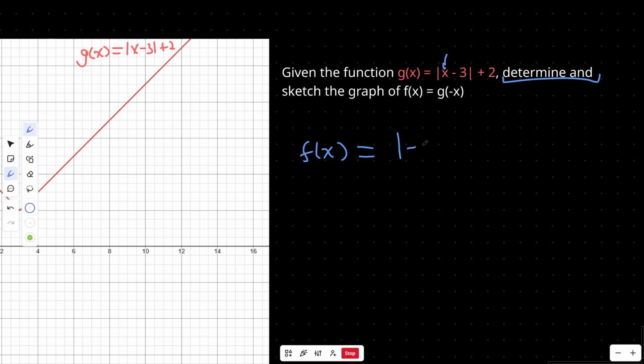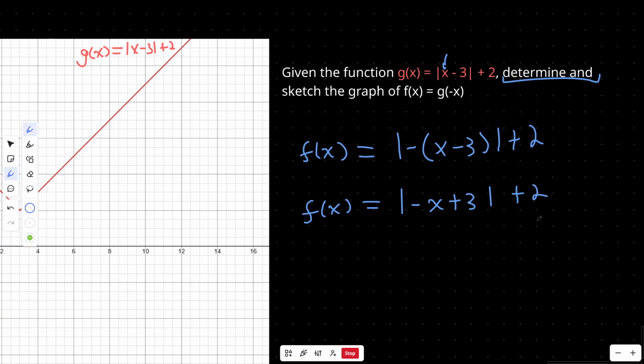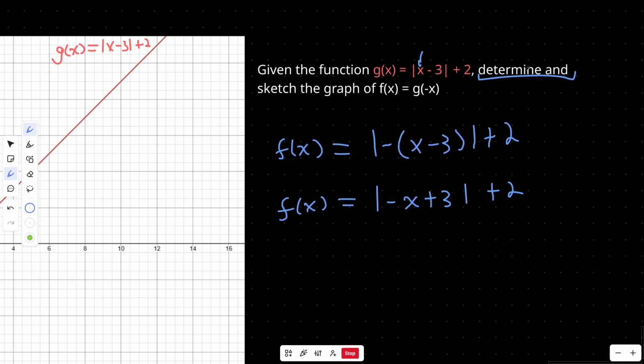So we're going to say the absolute value of negative times x minus 3, plus 2. And all I did was apply the negative inside the x, and in this case, the x minus 3 is basically the group inside the x. So there we go. We can expand this if we need, so we can say f of x is equal to the absolute value of negative x plus 3, plus 2. We've distributed the negative inside the x, and that's our function f of x.